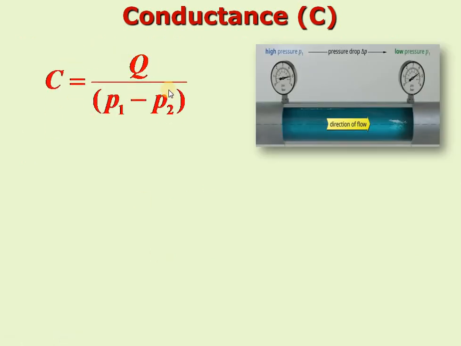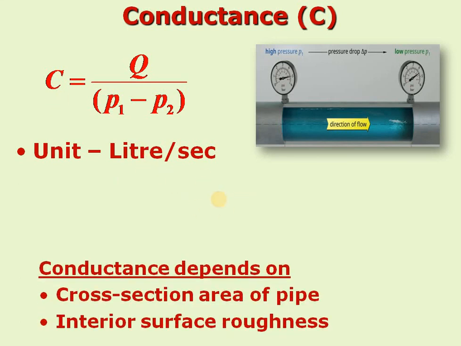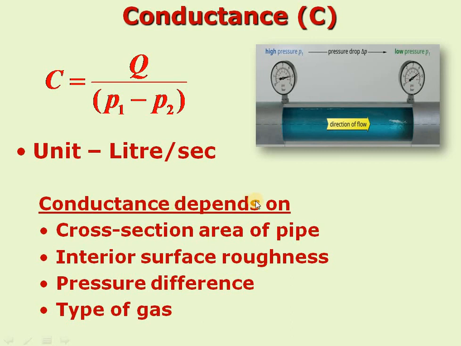You can also represent conductance like this, as the ratio of the throughput divided by the difference in pressure. But that is not so important. The first one is more important: Q equals C times P1 minus P2. And its unit is liter per second. The very important thing is that the conductance of a pipe depends on the cross-section area of the pipe, and it also depends on the length of the pipe. That is another very important point.